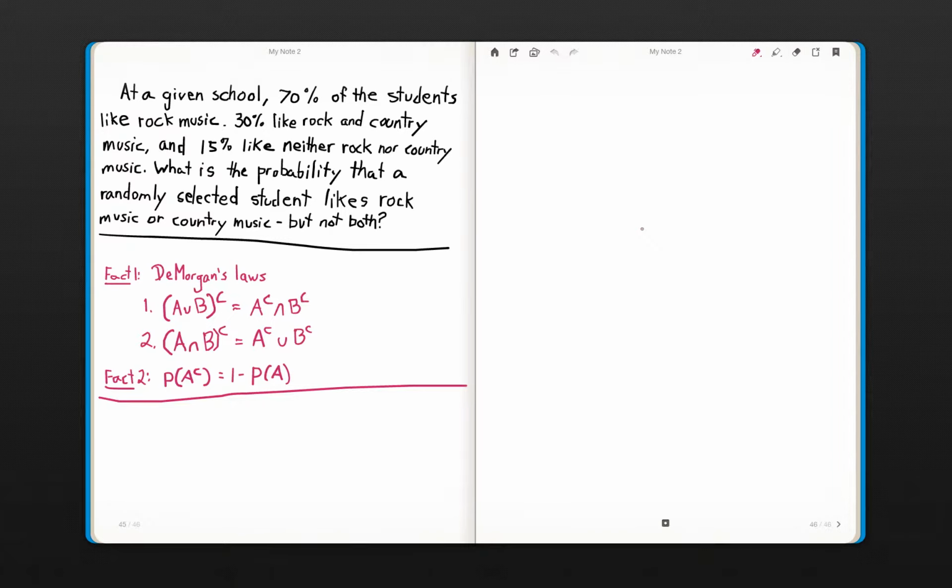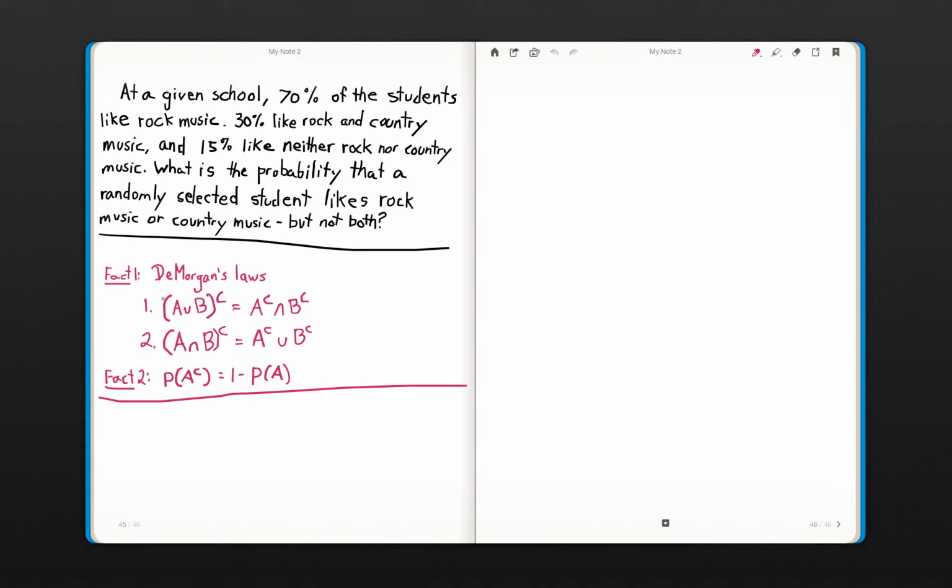Me at the Actual Academy again, and we have a problem where at a given school 70% of the students like rock music, 30% like rock music and country music, and 15% like neither rock music nor country music. And we'd like to find the probability that a randomly selected student likes rock music or country music but not both. Now, we're going to need a few facts that I have listed here to solve this problem.